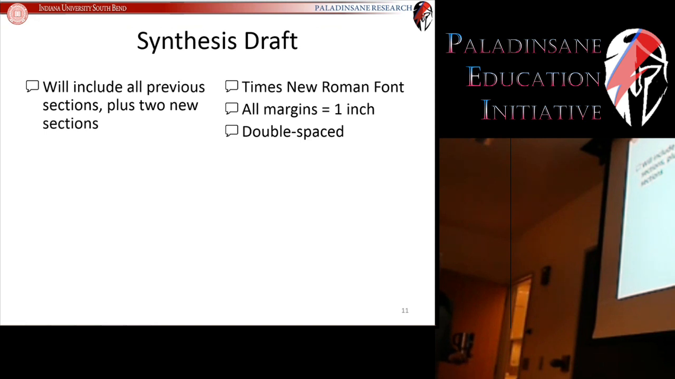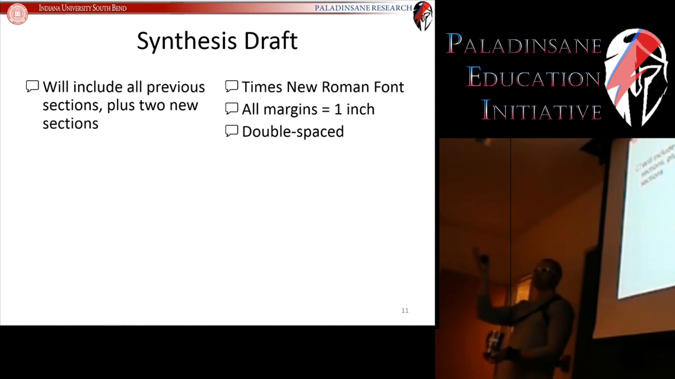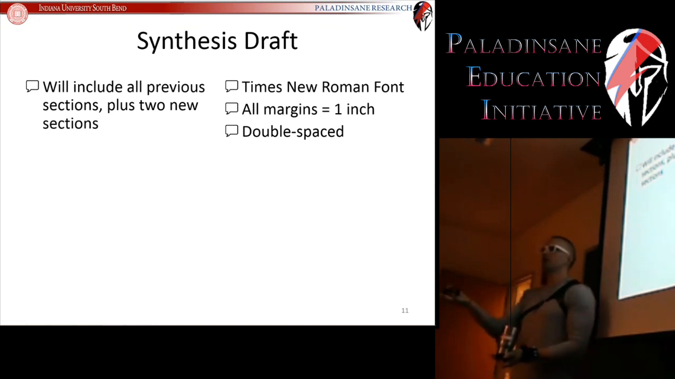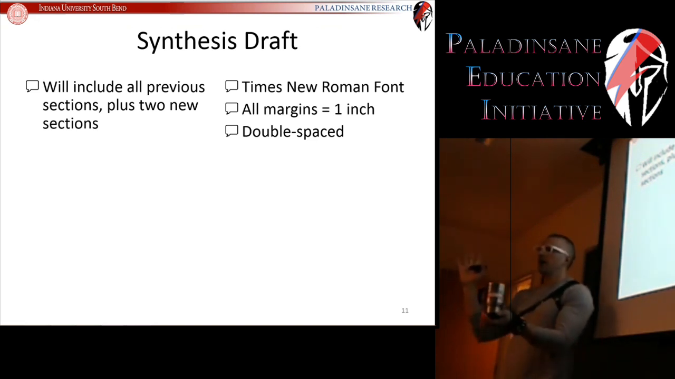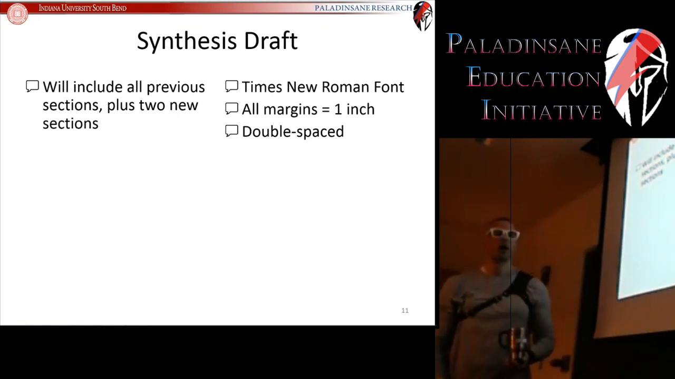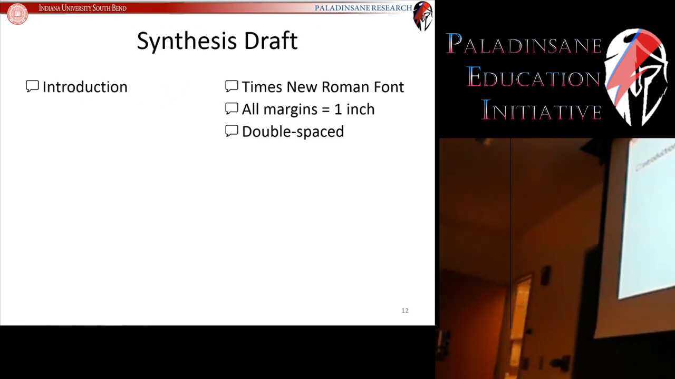So when you finally hand this in, just so that we're clear on this, you're going to include the 2 previous sections plus 2 new sections, all right? So you're going to include your revised perception draft, and you're going to include your revised diversity draft. That's why we're giving the feedback in time for you to redo it for the next section. And then you're going to include your new synthesis section. So you're going to have an introduction that's going to precede your perception draft. The introduction is actually going to be pretty short.